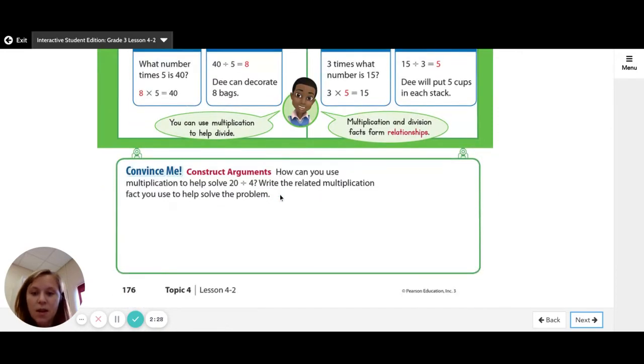Let's look at the bottom. How can you use multiplication to find 20 divided by 4? Write the related multiplication fact you can use to help solve the problem. I want you to try this and then pause the video. Play the video again when you're ready to check your answer.